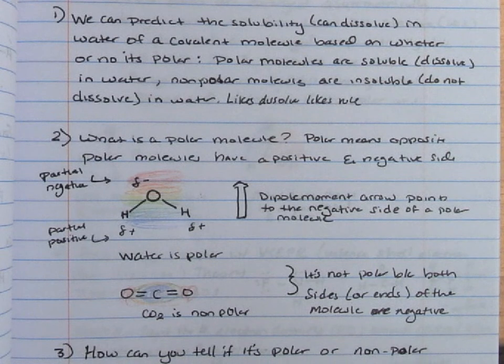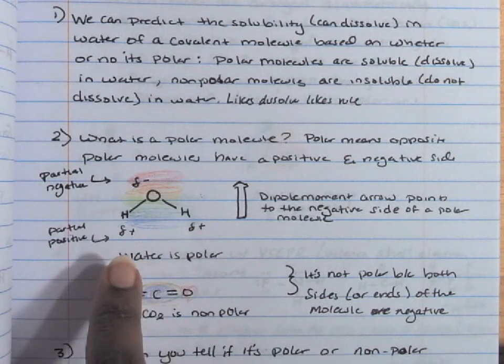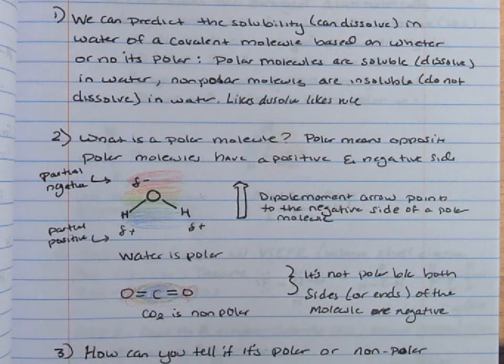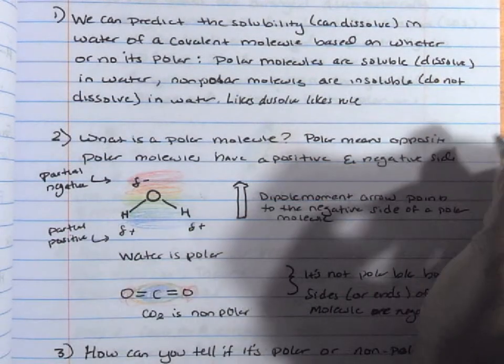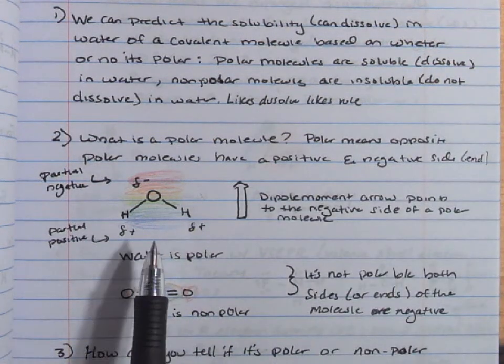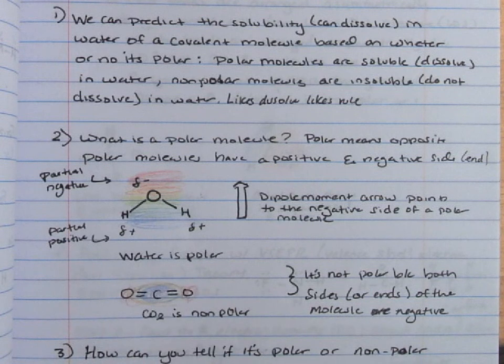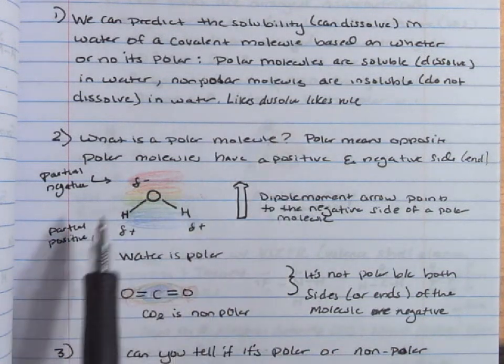A polar means opposite, and a polar molecule has a negative end and a positive end, or we can say a negative side and a positive side. And I actually think end is a little bit more descriptive, and you'll see why in a moment. So here we have a water molecule. Water is polar, and that's why it dissolves polar covalent molecules, because of likes dissolves likes.